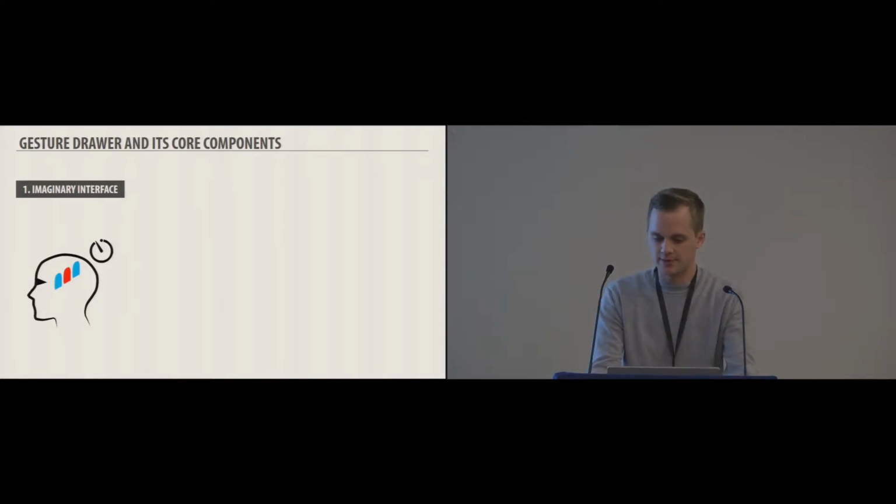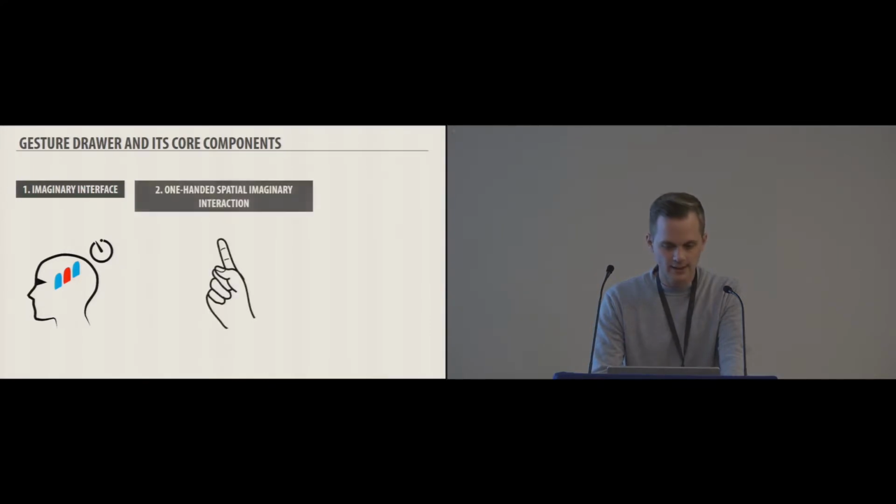Since we use short-term memory, this is also a benefit because we don't need a user to extensively learn spatial positions by gaining long-term memory, for example, by repetitive learning or muscle memory, because this is a known risk that some users will never invest so much time into learning, and then such systems have a problem. It enables one-handed spatial imaginary interaction.